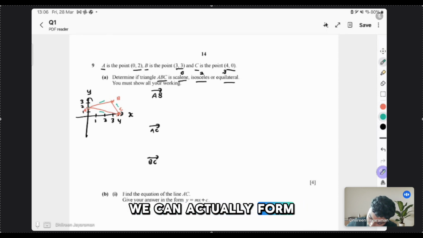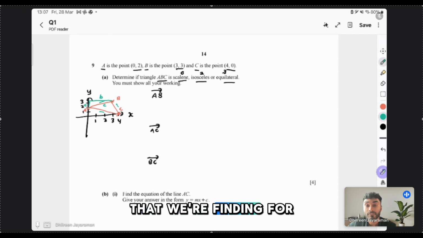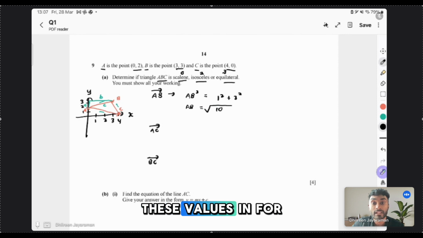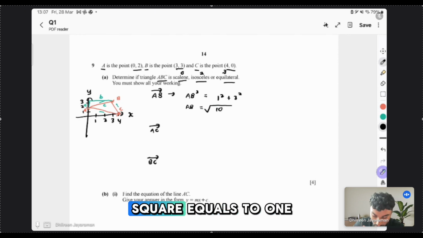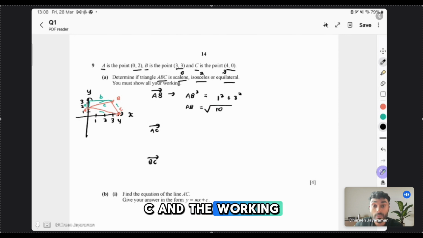We can actually form a right angle triangle here, where this side will be a, b and c. So the line that we are finding for is the hypotenuse of the triangle, and we'll be able to find the length of it using Pythagoras theorem. So when we put these values in for AB, we get AB squared equals 1 squared plus 3 squared, and AB is square root 10. We can repeat similar steps for AC and BC, and the working will look like this.